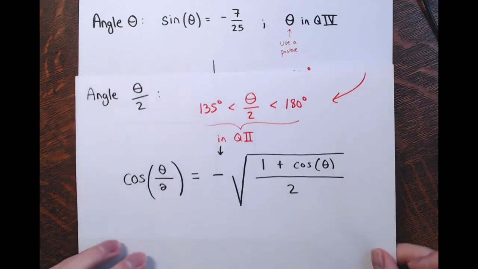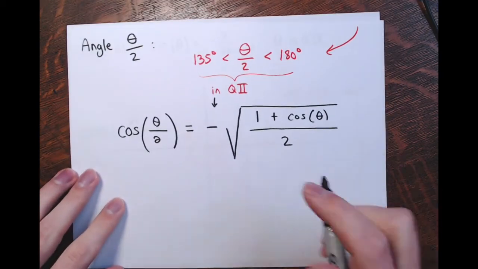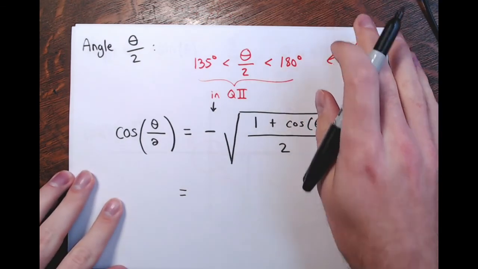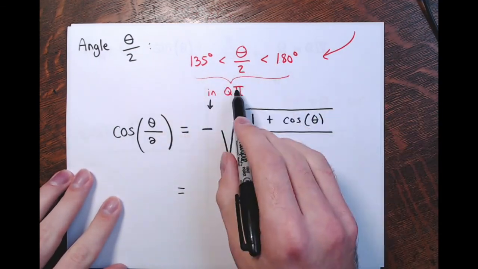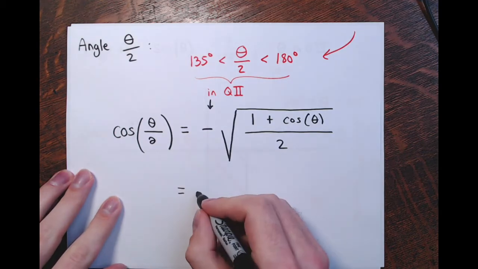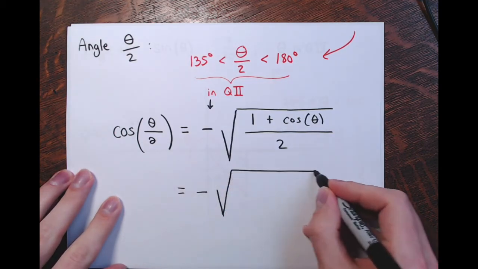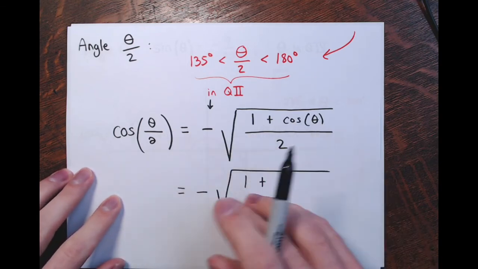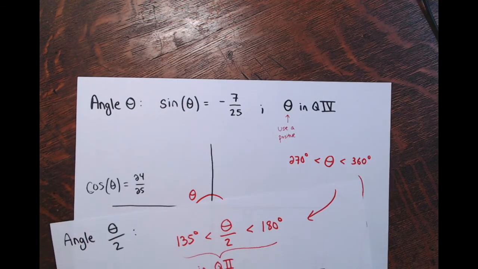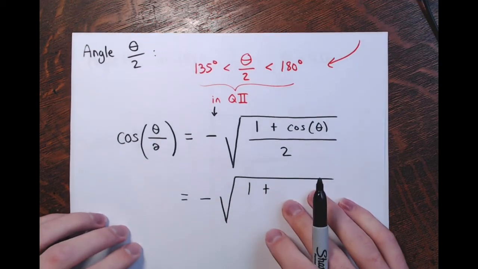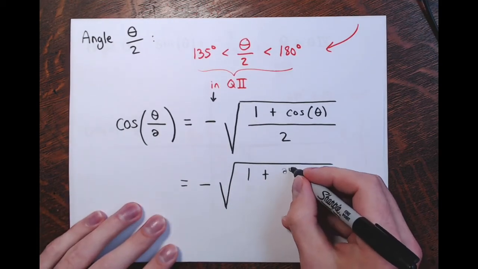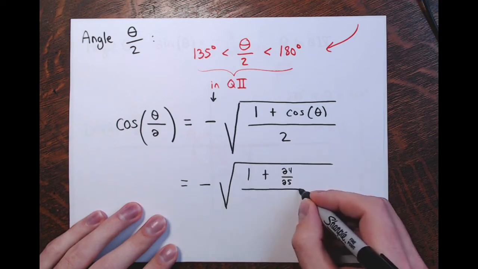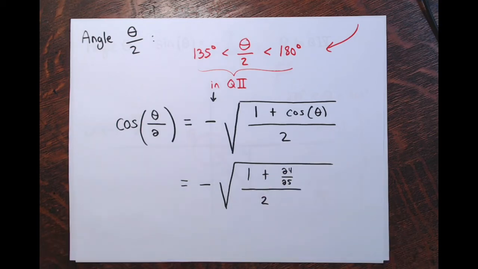So that's what I'm going to plug in to my formula here. Alright. So now, plugging that in, we get the cosine of half of theta, again, based on the way I drew theta earlier. Half of theta would be in quadrant 2, so the cosine would be negative. Then we get this square root of 1 plus the cosine of theta, which, again, I just showed you was positive 24/25. And then all of this divided by 2.